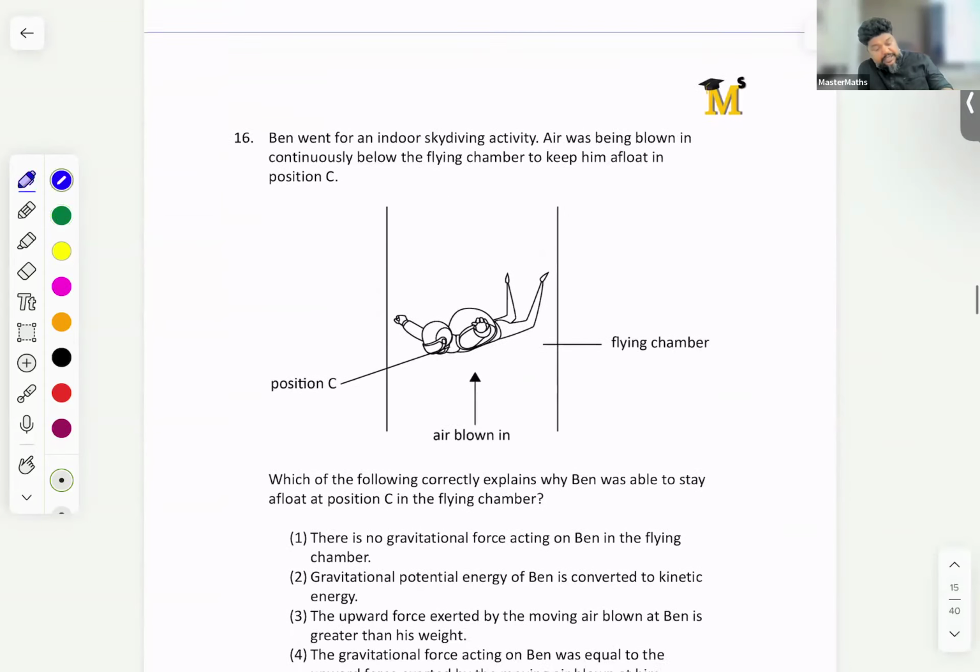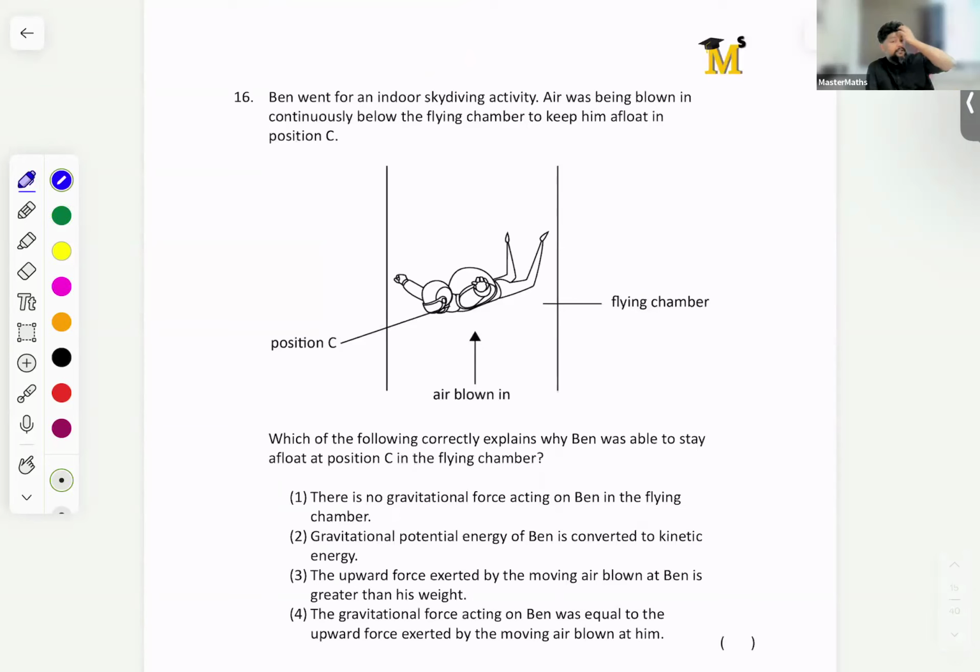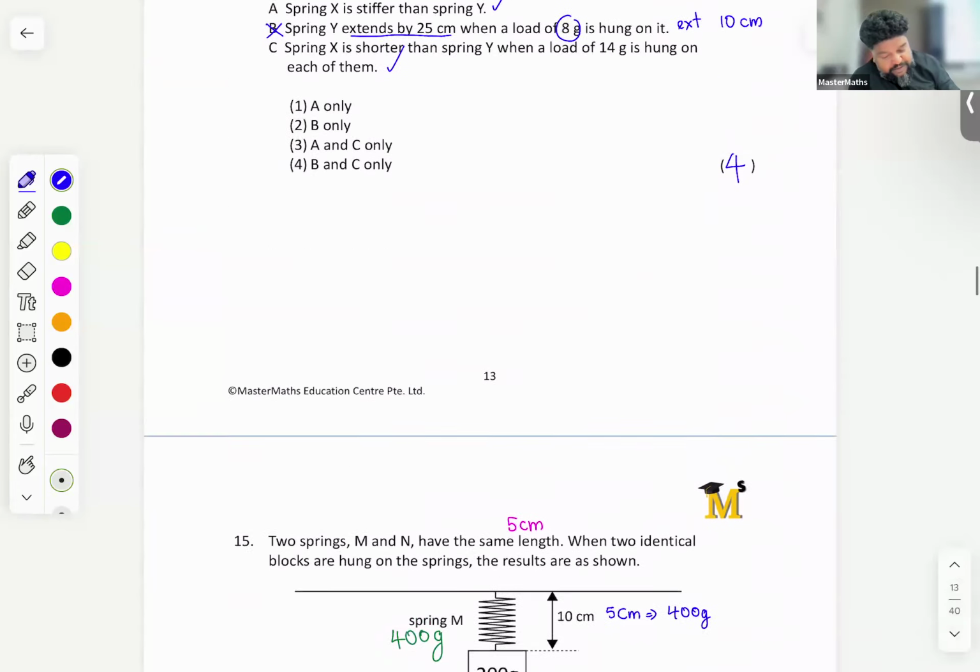Hi, Arisa. What's your answer for question 16? You learned energy already, Arisa. Is it? No, I'm just wondering. I'm genuinely curious. Because your answers are even for this, right?